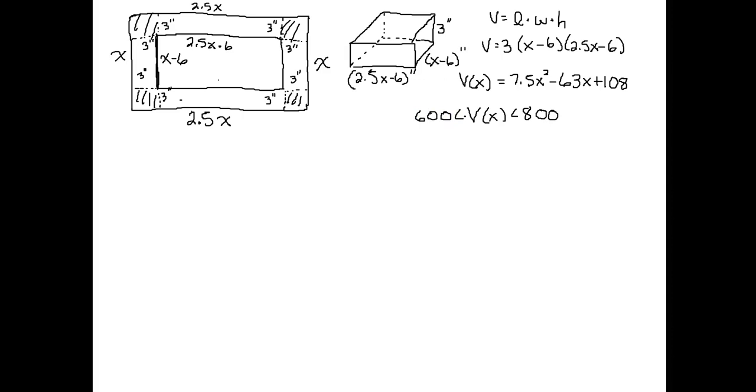Well, as we investigate that, x has to be greater than 6, because you have a dimension right here that's x minus 6. So you need a number bigger than 6 right here, because you can't have a 0 dimension. Okay, so let's keep that in mind as we go to our trusty calculators.